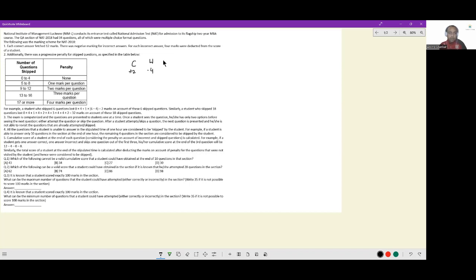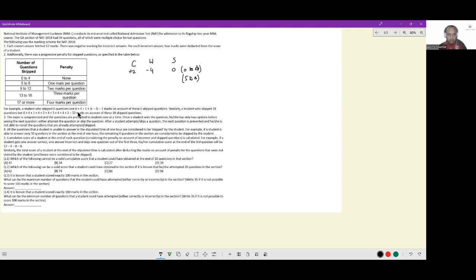Additionally, there was a progressive penalty for skipped questions, as specified in the table below. So for 0 to 4 skipped questions, there was no penalty. From 5 to 8, you got minus 1 per question. Now, this can lead to a confusion whether for all the 5 questions you get minus 1 or for only the additional question of the 5th one that you have skipped, you get minus 1. That is clarified in the statement after.